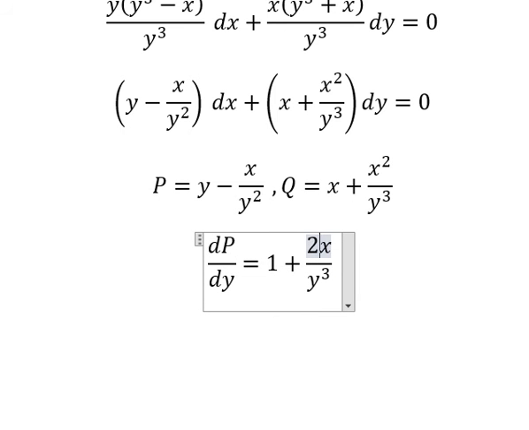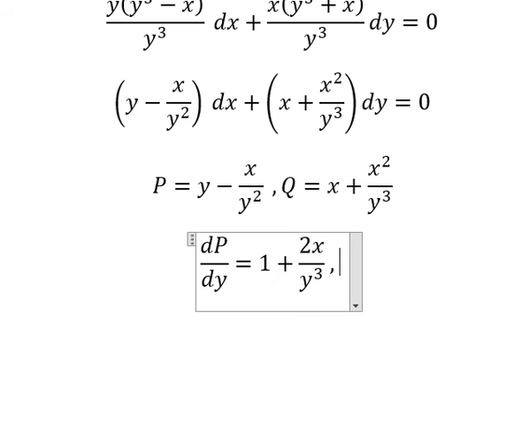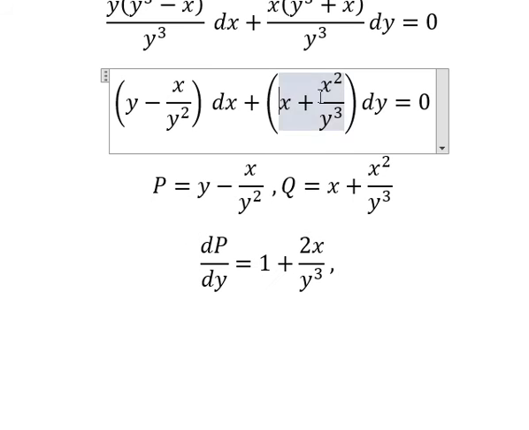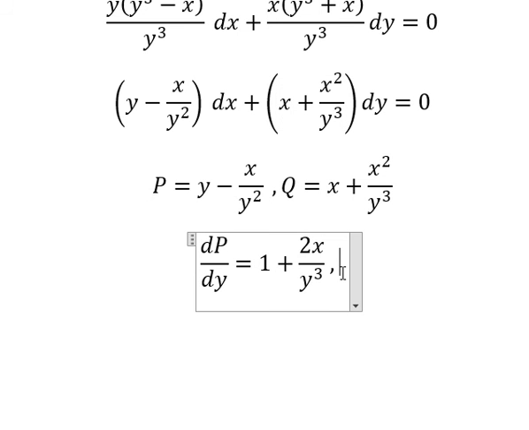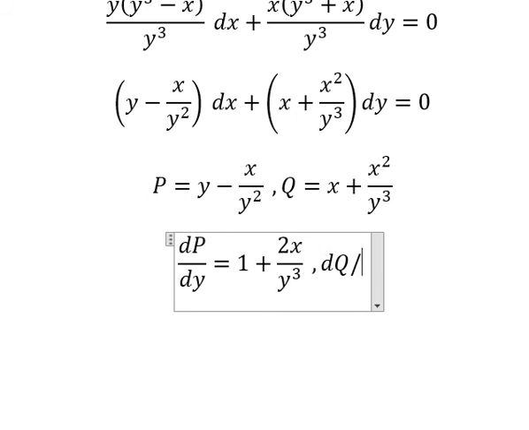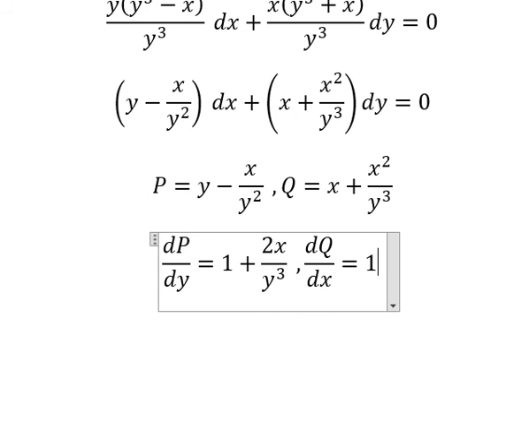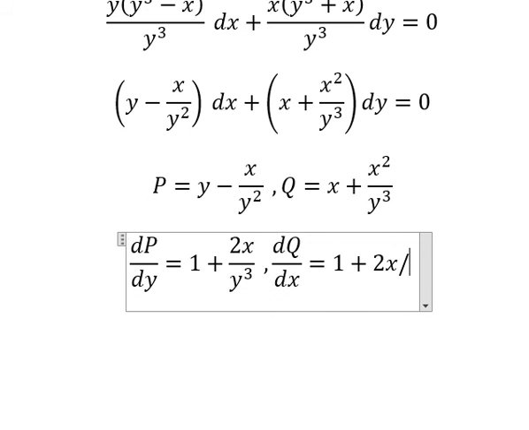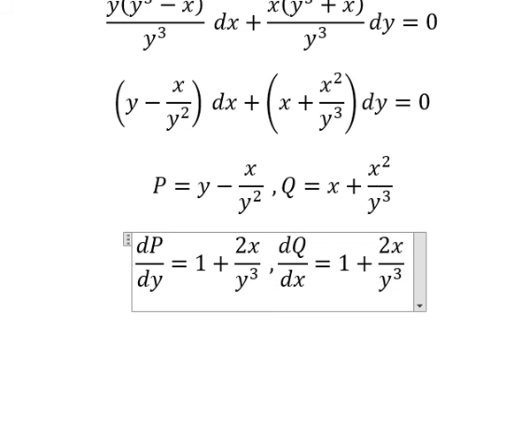This is number 2. So about dy, we do first the derivative of this one with respect to s. So we have dq over ds. We have 1 plus 2s over y to the power of 3. So we see that this one equals to this one. We can apply exact.